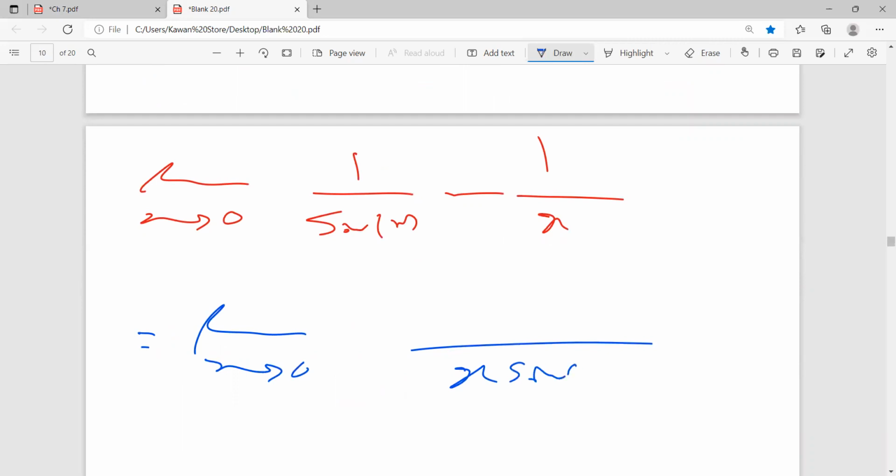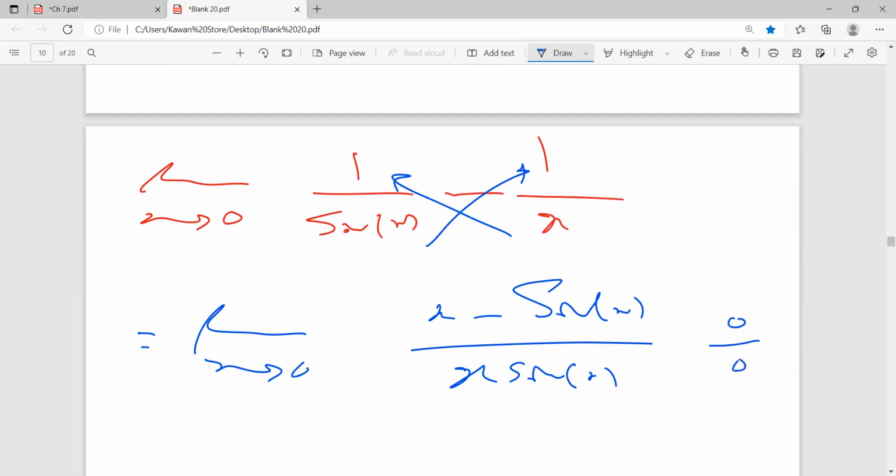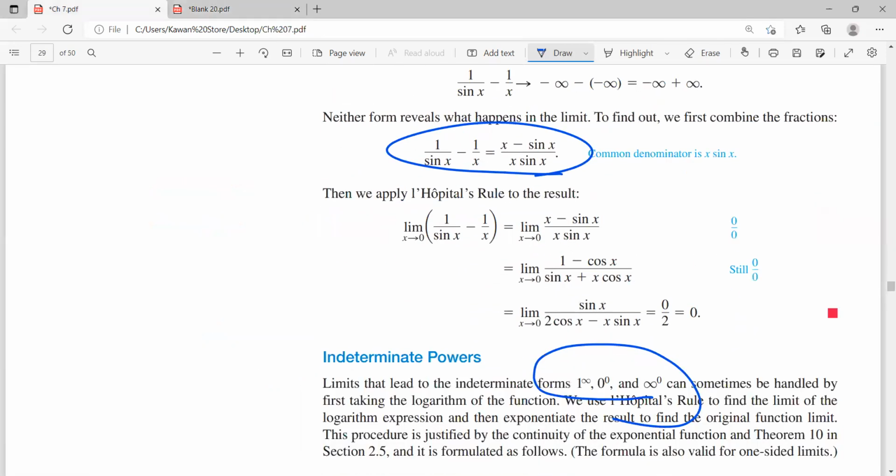X sine of x. Probably cross, right? So I'll get x sine of x. Do you have any question about common denominator? Dears? So now I'll get what? I'll get again 0 over 0. So how do you solve that one? Derivative, you know. It's the first type and you can use the derivative.